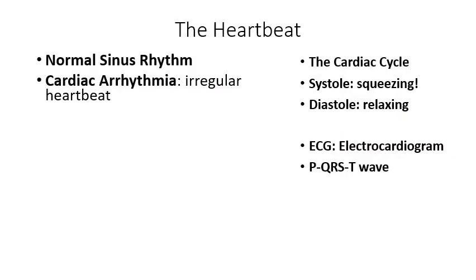All right, if your heart is beating at a regular rhythm, as you know, normal, that is called normal sinus rhythm. It's called sinus rhythm because some of those different parts of the heart are referred to as sinuses. Don't worry about the term, but you are expected to know that normal sinus rhythm refers to a normal heartbeat. A cardiac arrhythmia is an irregular heartbeat.